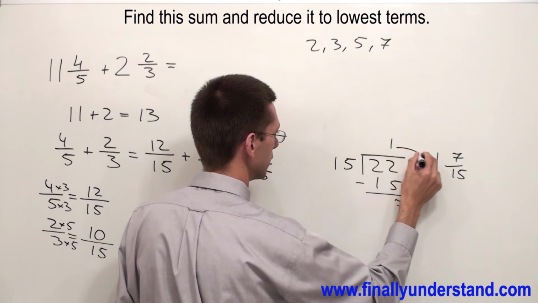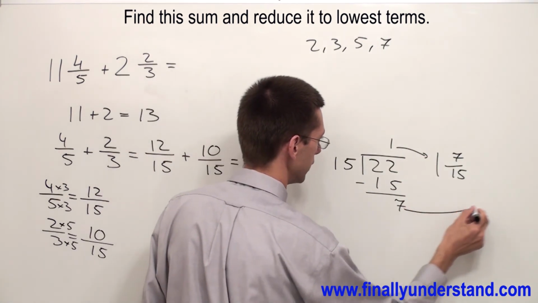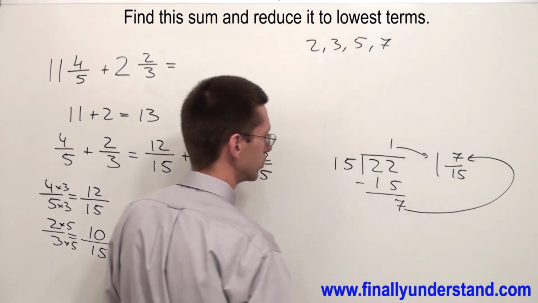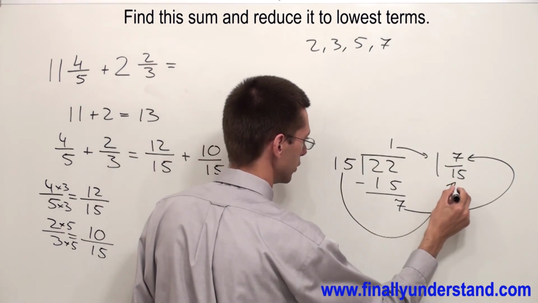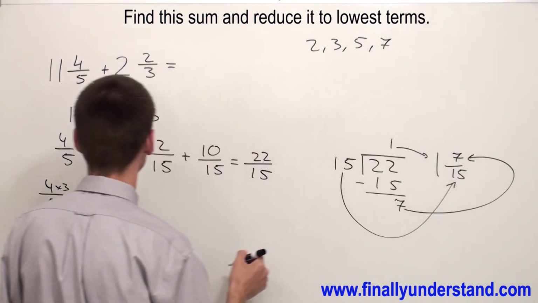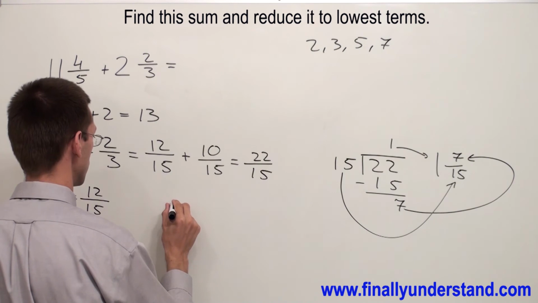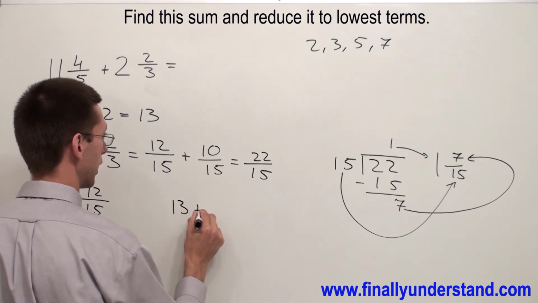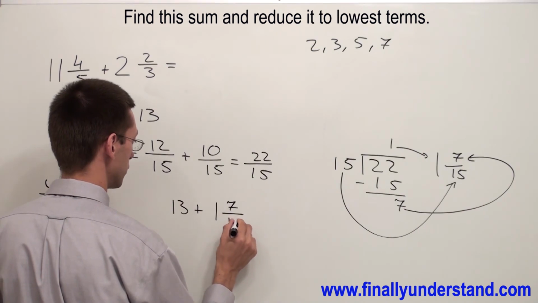Now, where the top number will go always to the front, the remainder will go always to the numerator, and the divisor will go always to the denominator. That's why my final answer is going to be 13 plus 1 and 7 over 15.